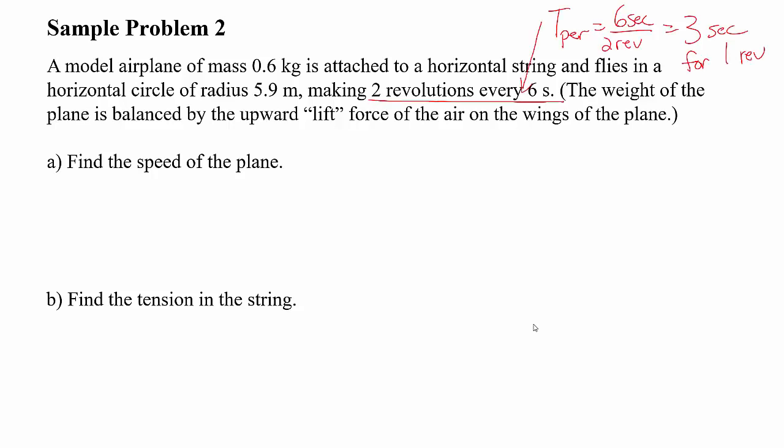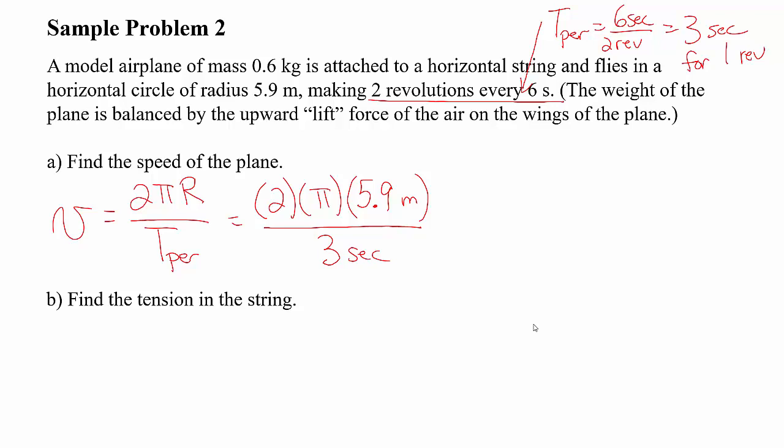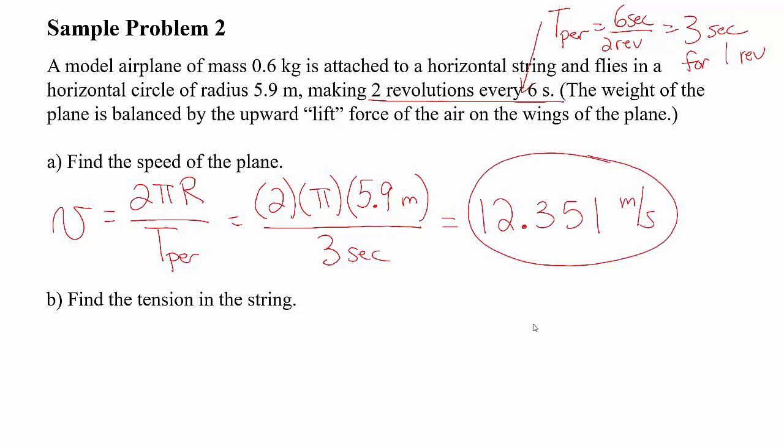To find the speed, we need the period. The period is how many seconds it takes to make 1 revolution. If it makes 2 revolutions in 6 seconds, that means that it took 3 seconds to make 1 revolution. The period was 6 seconds divided by 2 revolutions, or 3 seconds per revolution, 3 seconds for 1 revolution. The speed is 2 pi r over the period, and so that's 2 pi times the radius, 5.9 meters, divided by the period of 3 seconds. And so the speed of this airplane is 12.351 meters per second.